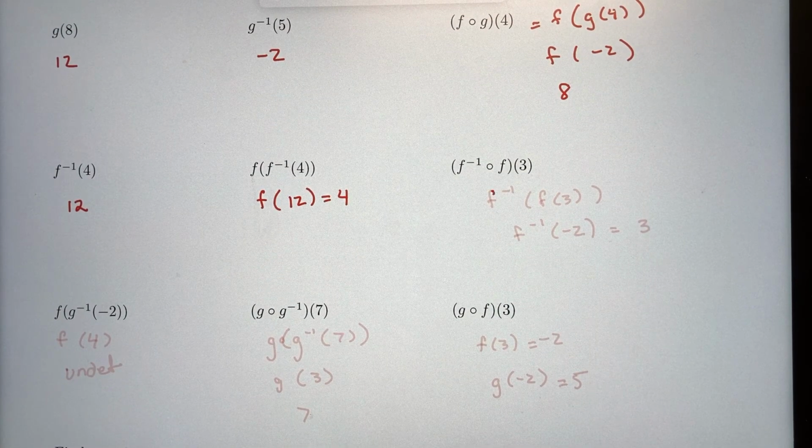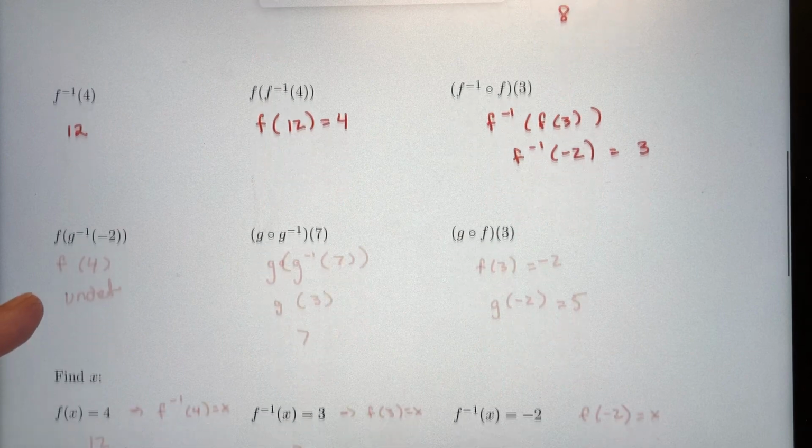Let's see. F inverse of f of 3. F of 3, we look down, it's -2. And f inverse of -2 is 3, because you go back up.